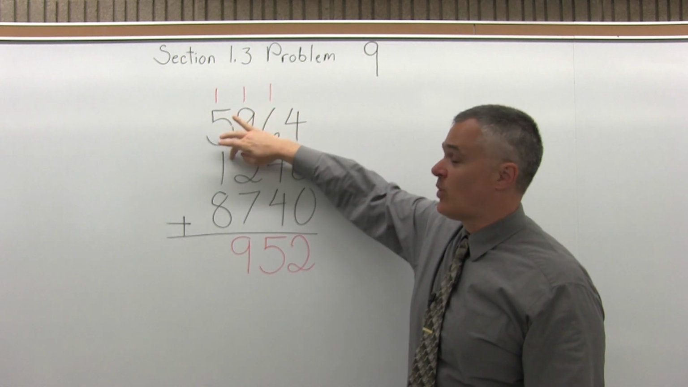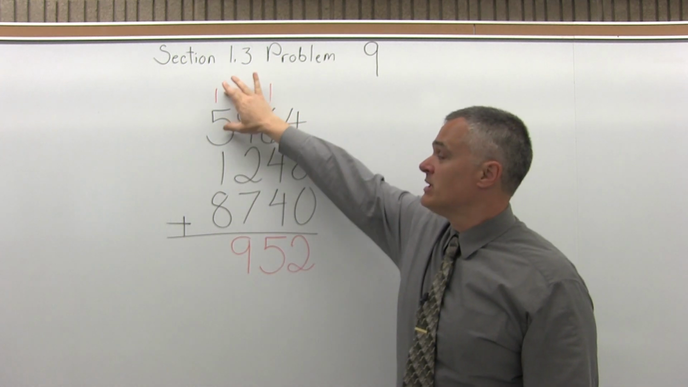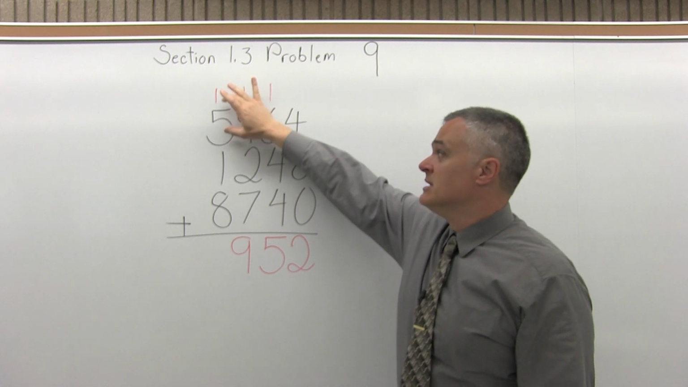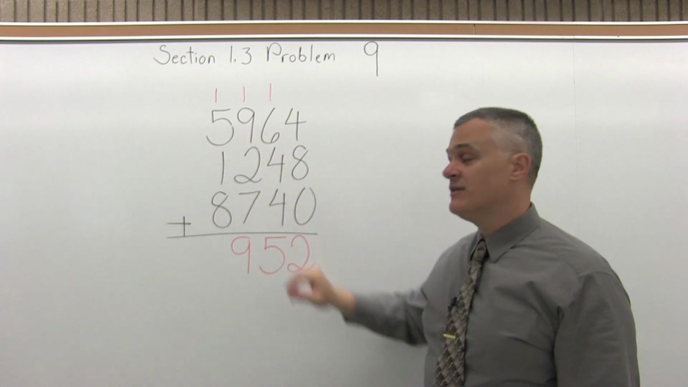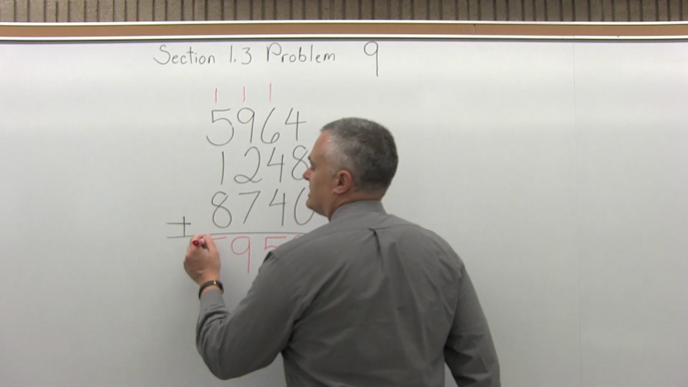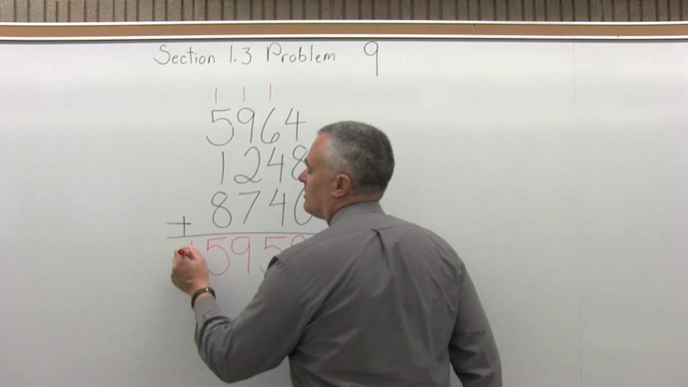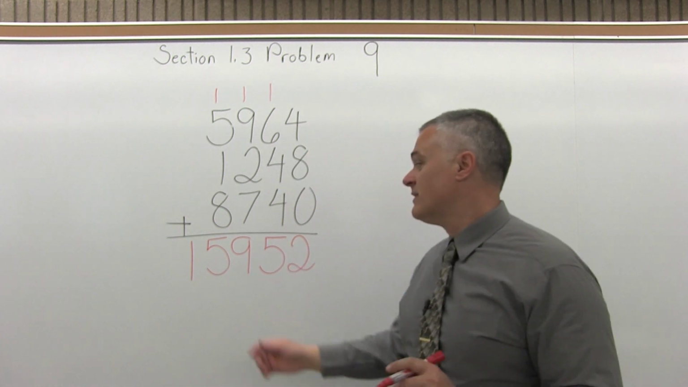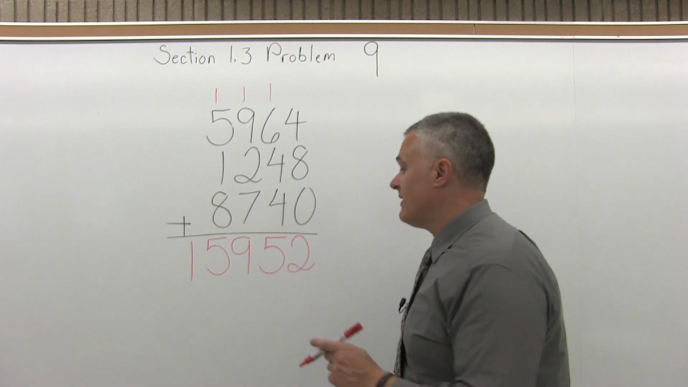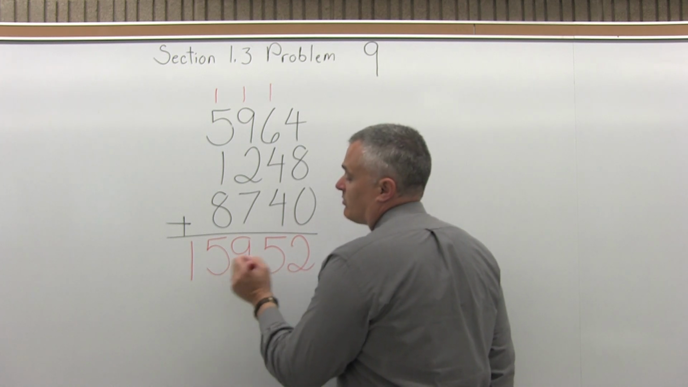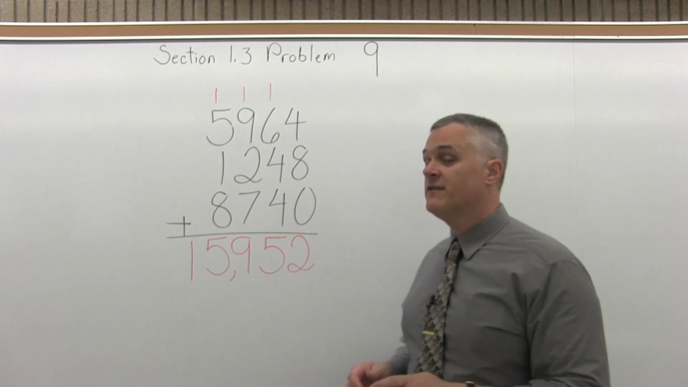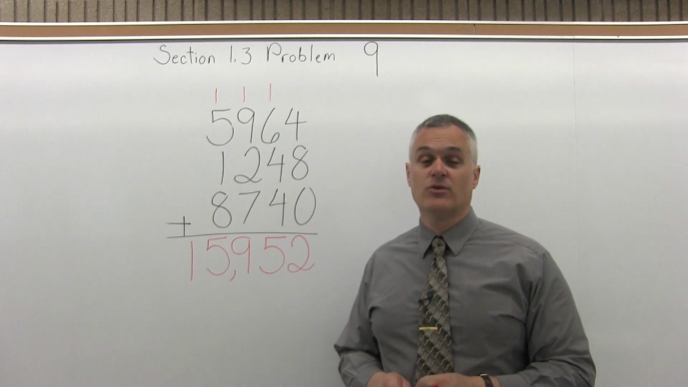plus 5 plus 1 plus 8. 1 plus 5 is 6. 6 plus 1 more is 7. 7 plus 8 is 15. So since there is no next column of digits, I can write the 15 all together. And then if you like, if you go in 3 digits from the right, you can put a comma, and that would be 15,952.